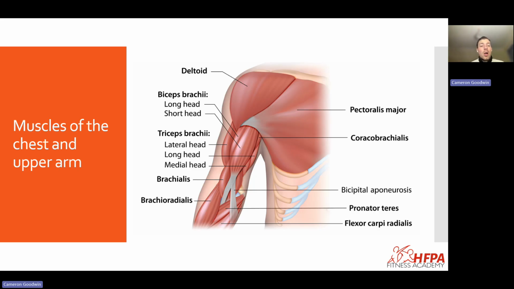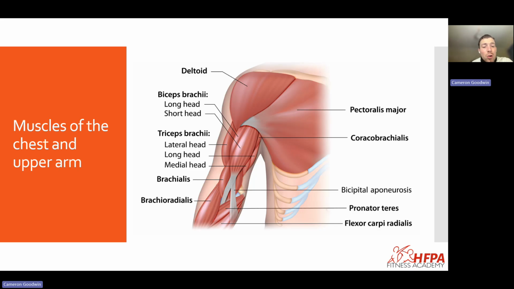Now, when you look at going towards the triceps, we have the three heads. We have the lateral head, which we can see there. We have the long head, which we can see there on the inside. And then we have the medial head. Now, when we look at the posterior view of the muscles of the chest and upper arm, you'll be able to see the tricep slightly better and with the horseshoe and what have you.